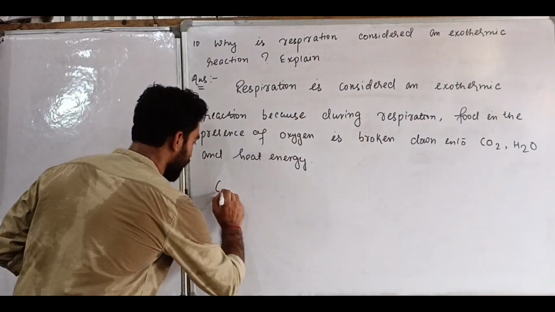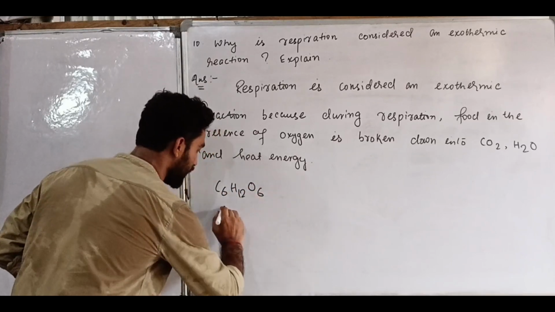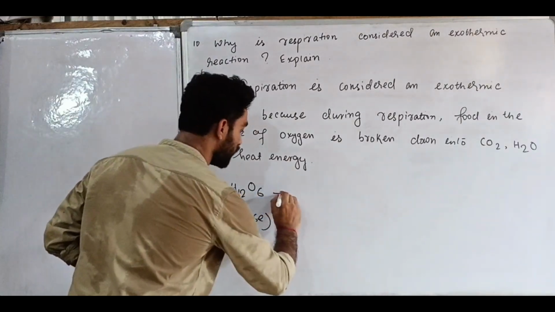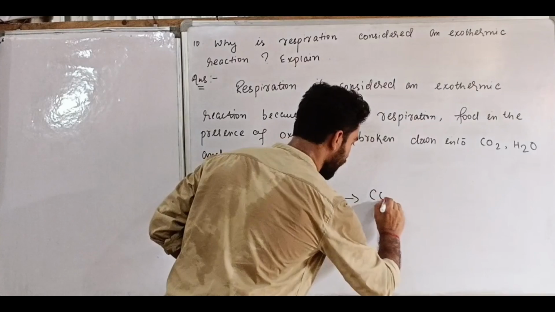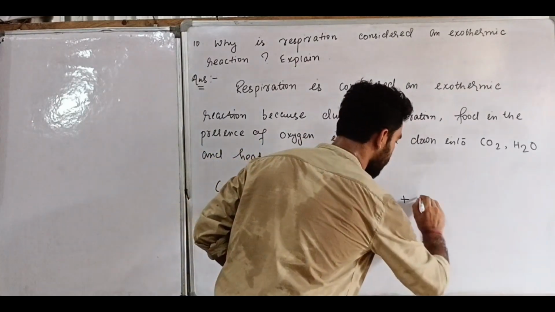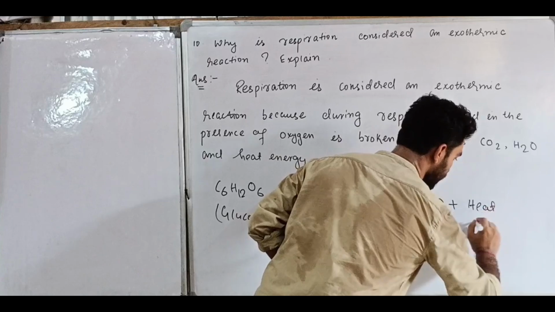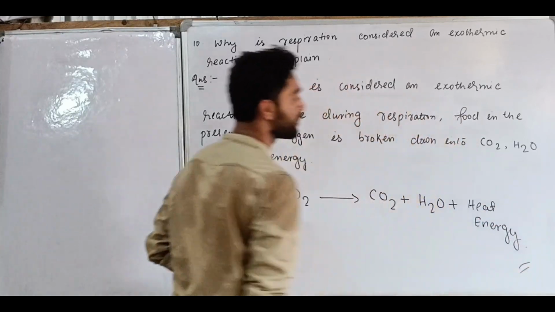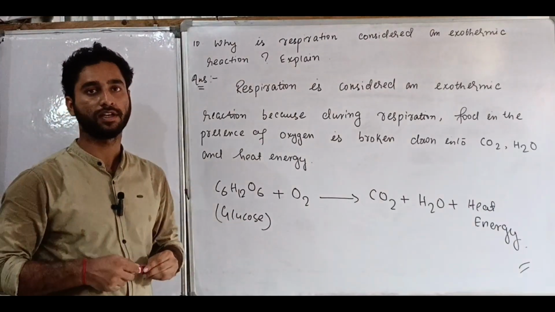So this is the reaction of the respiration, C6H12O6, that is the glucose molecule. This glucose molecule in presence of oxygen is broken down into carbon dioxide plus water plus heat energy. So that is why the respiration is considered as an exothermic reaction.